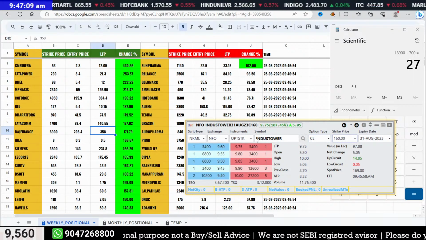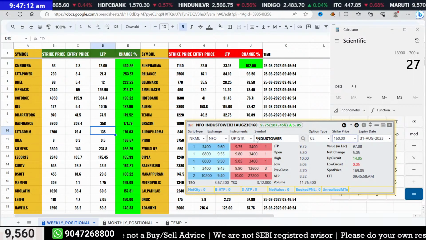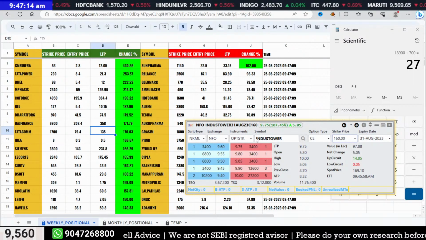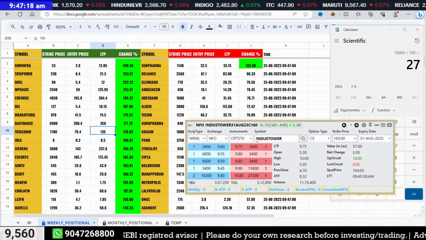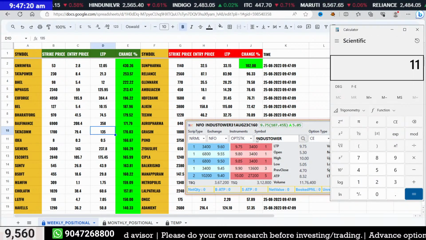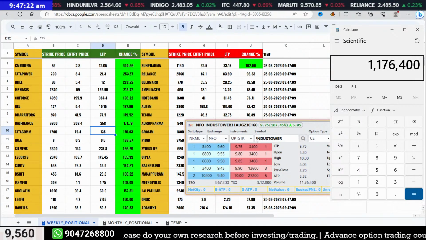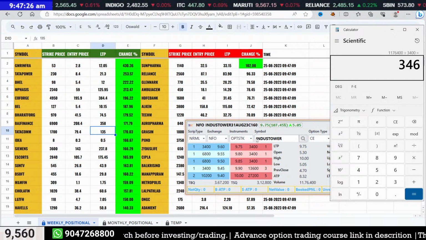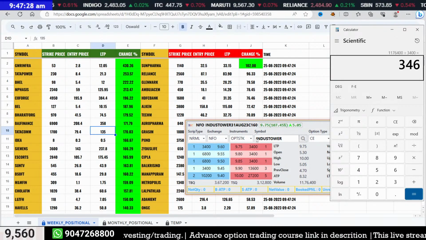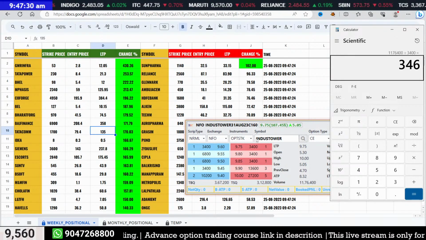160, you can see 11,76,400 volume, currently trading 9.7. The new high is around 10. Even the lot size is 3,000 quantity, and how many trades are happening in this particular stock? 3,400. So almost 300 contracts. Look at it compared to Sun Pharma and Indus Tower.